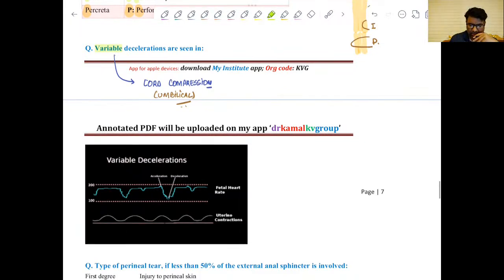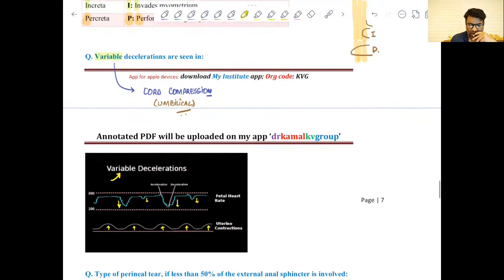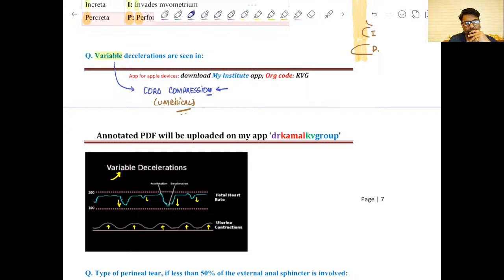And what we see, deceleration means there is a fall in fetal heart rate. So this is deceleration. This is small deceleration. This is deceleration. This is deceleration. The fetal heart rate is going down, and these are uterine contractions. So there is no relationship between the fetal deceleration and the uterine contraction, and therefore we call it variable. There is no correlation between the uterine contraction and deceleration of the fetal heart rate, so we will call it variable deceleration. Please remember it for cord compression.